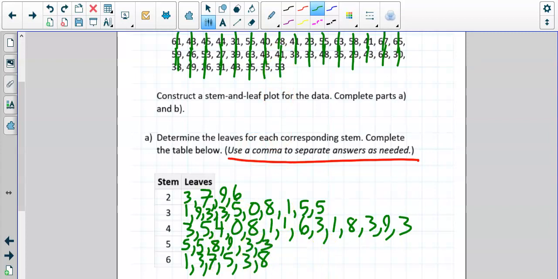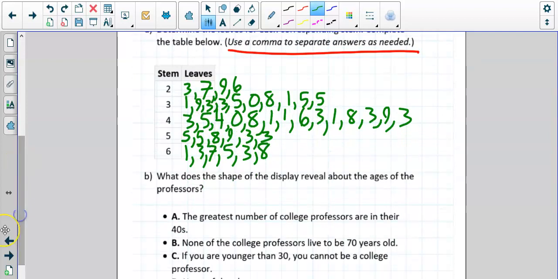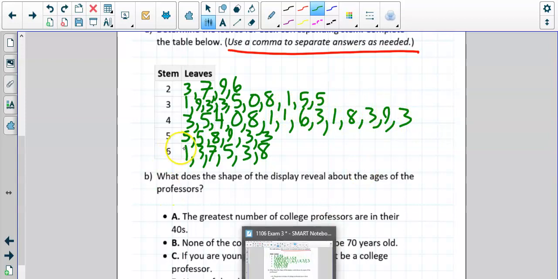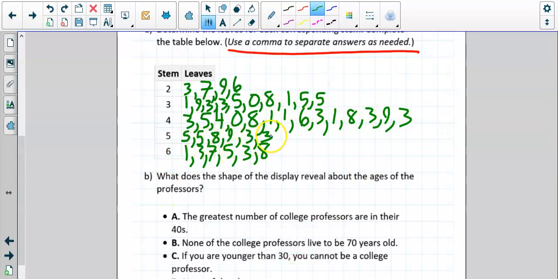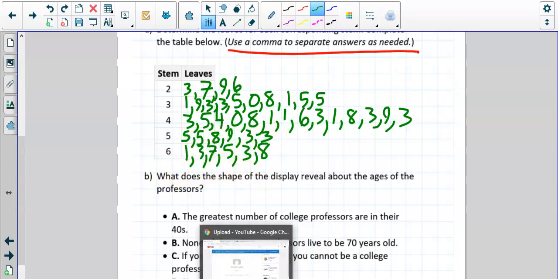So there's what the stem and leaf plot looks like. Of course, it'll be nicer on your screen than it is on mine. But for the 2s, you got a 3, a 7, a 9, and a 6. For the 3s, you got 1, 9, 3, 3, 5, 0, 8, 1, 5, 5. For the 4s, you got 3, 5, 4, 0, 8, 1, 1, 6, 3, 1, 8, 3, 9, 3. For the 5s, you got 5, 5, 8, 9, 3, 3. And for the 6s, you got 1, 3, 7, 5, 3, 8.